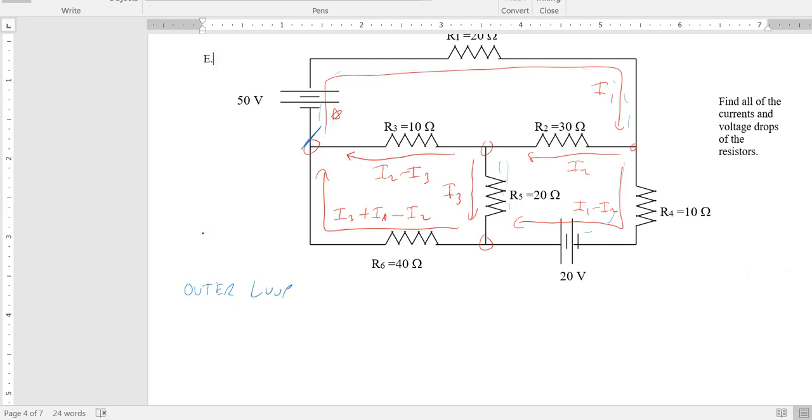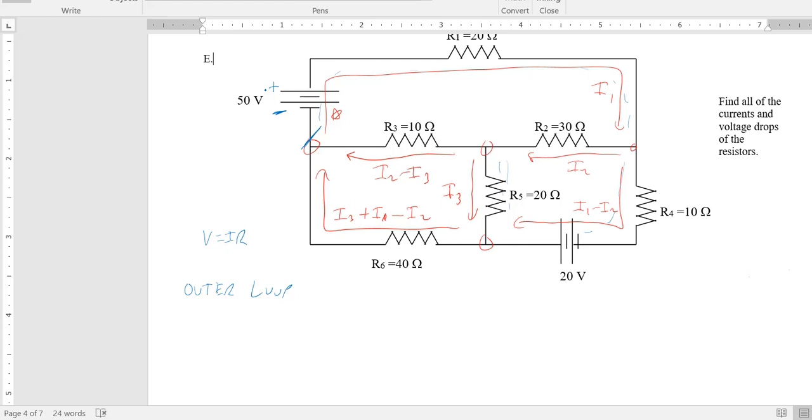Now, remembering that I'm just using V equals IR. If you're going with a current through a resistor, it's a drop in voltage. If you're going against a current, it's a gain in voltage. If you're going through a battery, it's simply the orientation of the battery. If you go from minus to plus, it's a plus voltage. If you're going from the plus to the minus, it's a minus voltage. Remember, for a battery symbol, the little side is the minus, the big side is the plus.